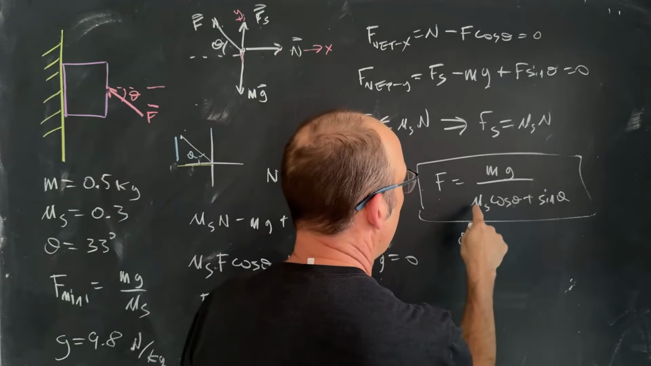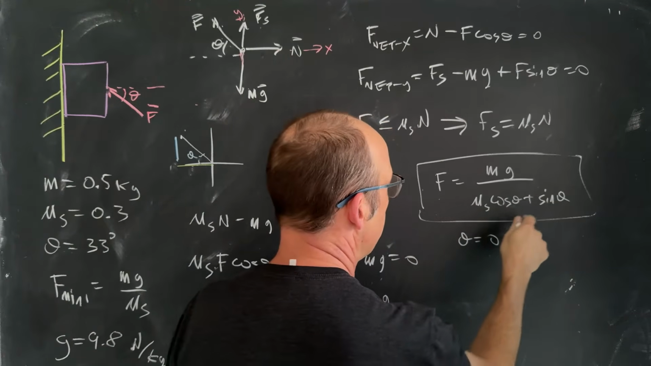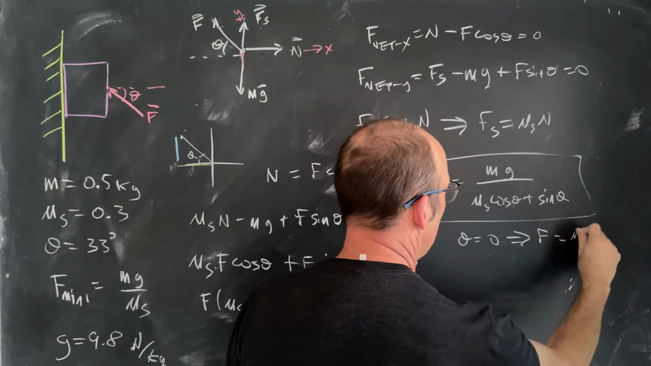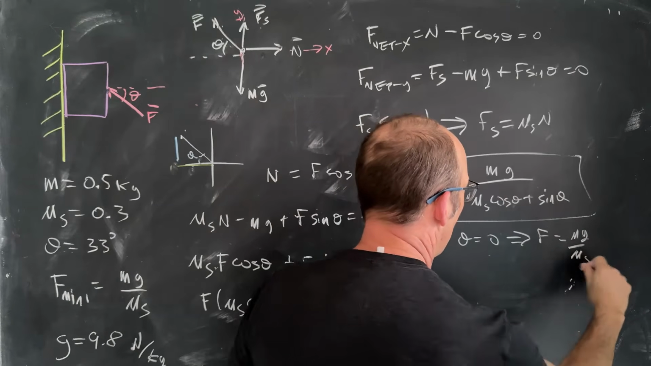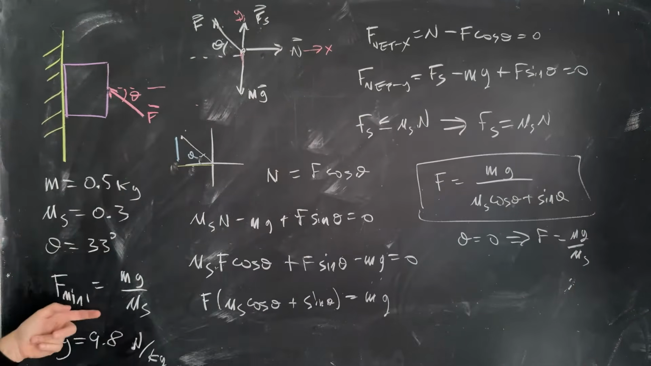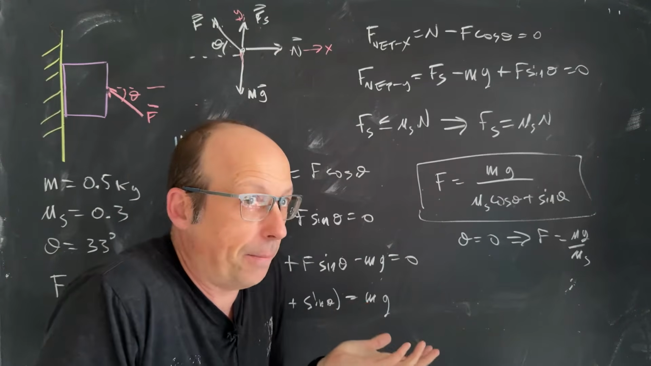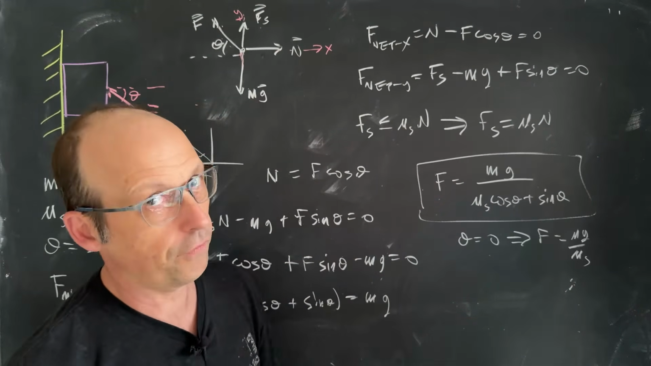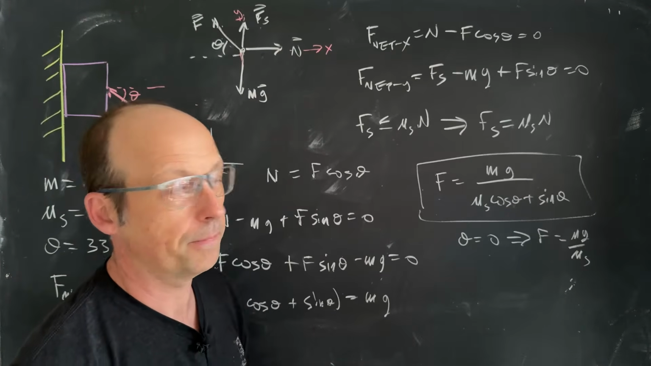So I get mu_s times 1 plus 0. If that's the case, I get f is mg over mu_s. So it agrees with our other solution over here. That's really important, right? Our limiting case is the same thing. Before, we just said that if I put in a generic theta value, it should still work for the case where I had it pushed horizontal.